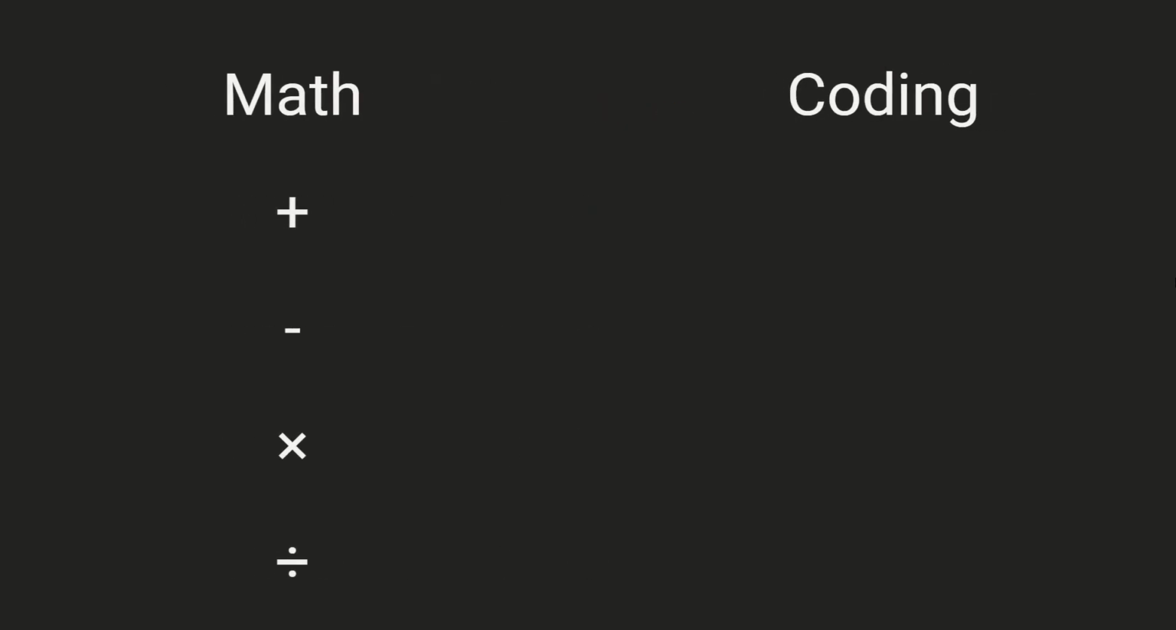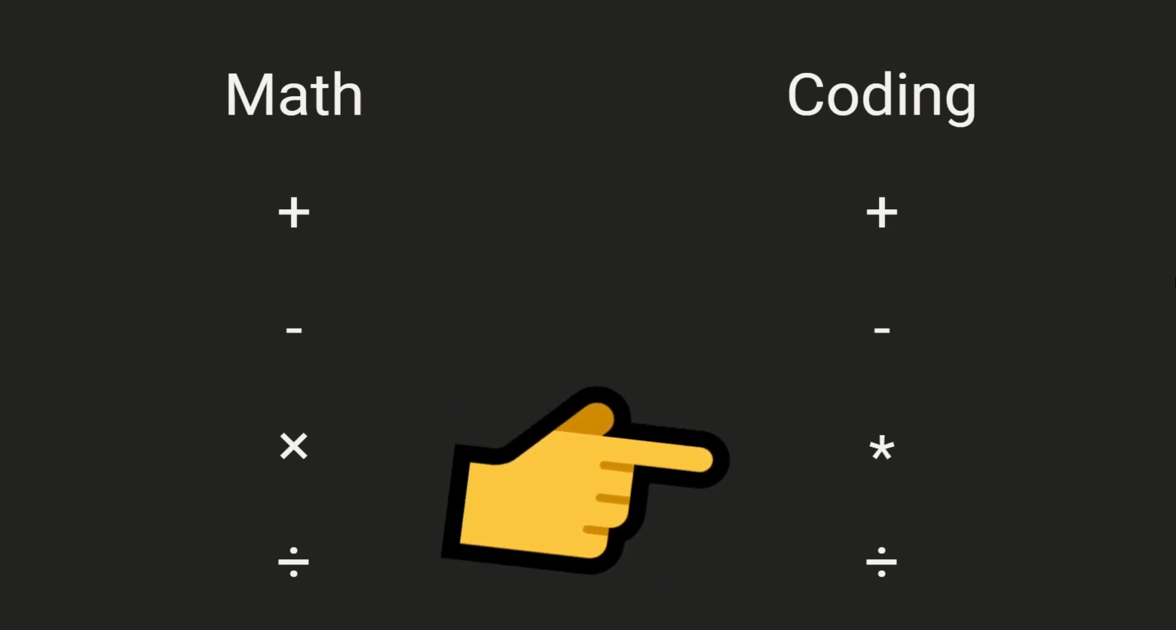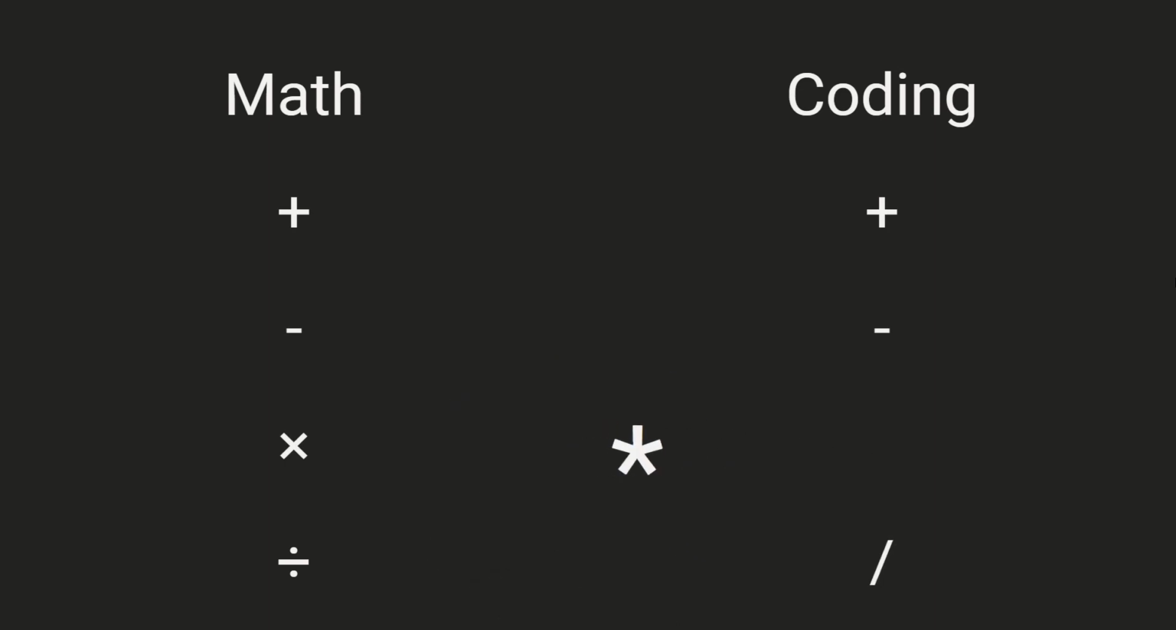In math, we have operators like plus, minus, multiply, and divide. In coding, we have the same operators, only slightly different. Multiply is an asterisk, and divide is a /. The asterisk kind of looks like an X, and / kind of looks like the line in a fraction, so hopefully it makes sense. By the way, a quick note on backslash versus /.